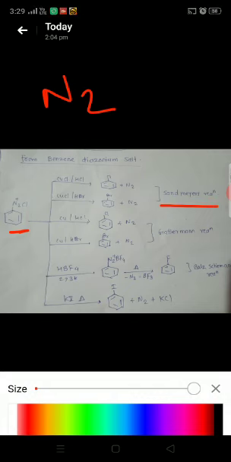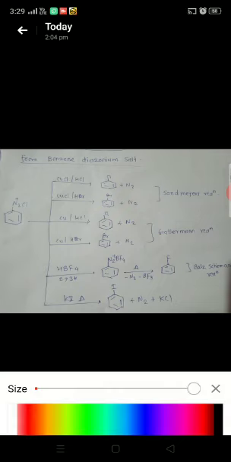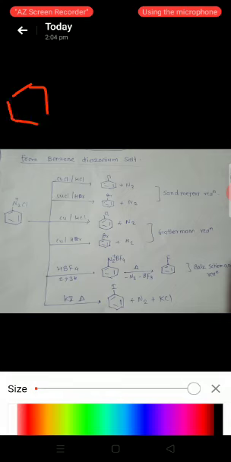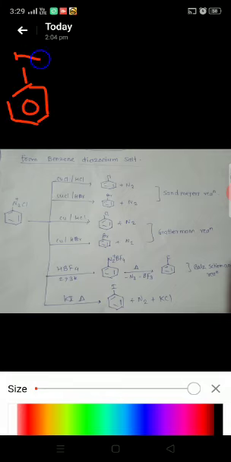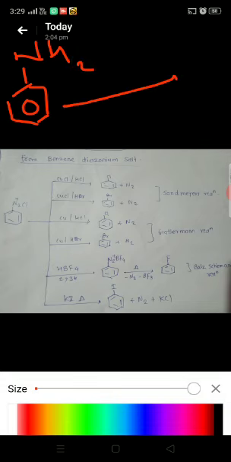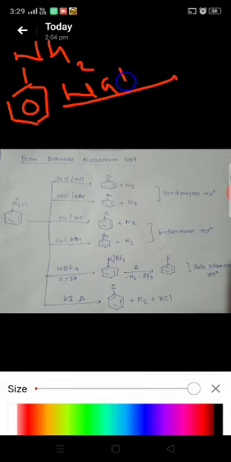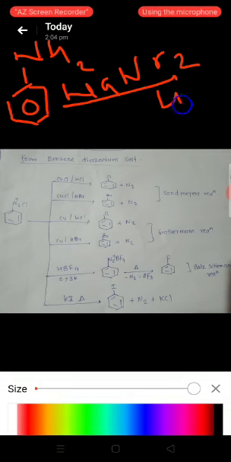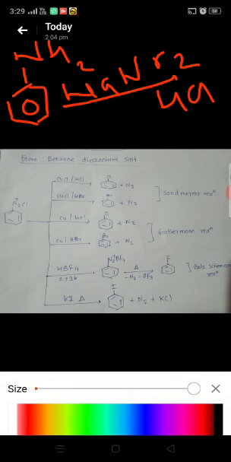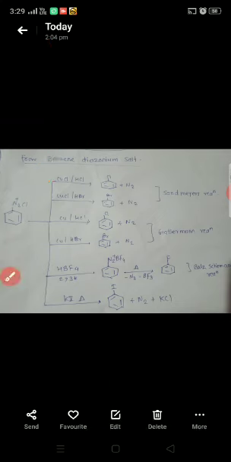Primary amines react with nitrous acid. See here, NH2, this is a primary amine. This reacts with nitrous acid, NaNO2 and HCl. Then it forms diazonium salt. Primary amines when reacted with NaNO2 and HCl form diazonium salt.